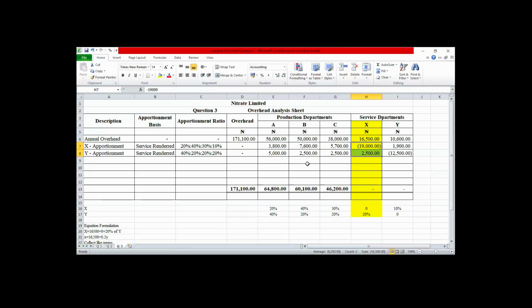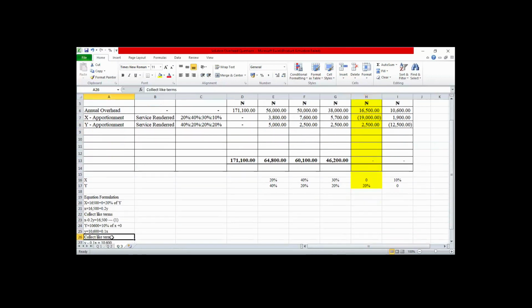Okay. That was what we used to get our equation 1. Now, looking at it from here, S equals 16,000 plus 0 plus 20% of Y, which equals 16,000 plus 0.2Y. 20% of Y is 0.2 of Y. That's why we say it's 0.2Y, because it's multiplication. Now we collect like terms.